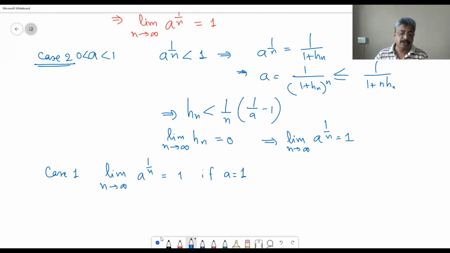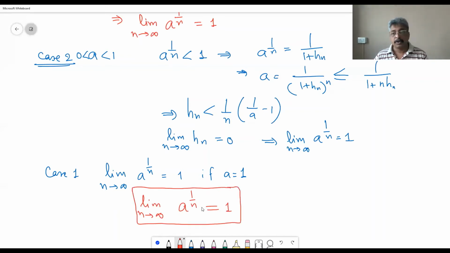So considering all three cases, we finally have limit as n tends to infinity a raised to 1 upon n tends to 1. This is very, very important. It does not matter whether a is less than 1 or greater than 1 or equal to 1, as n tends to infinity a raised to 1 upon n will tend to 1. So this is a convergent limit.